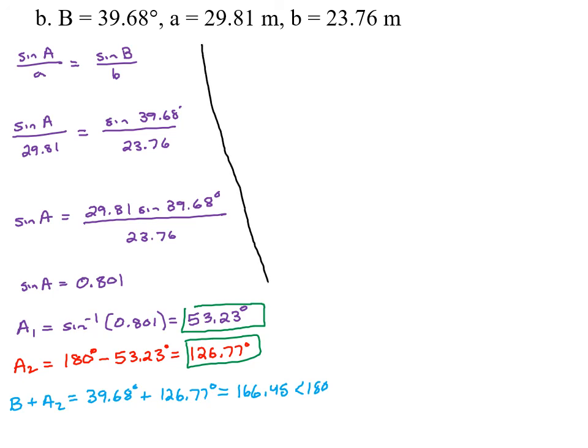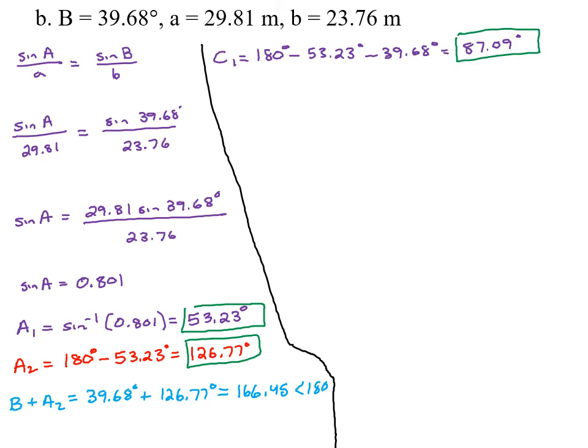So we'll have to actually find lots of information here. And so if there's an A1, there has to be a C1. So C1 would be 180 minus the A1, 53.23, minus the B, 39.68. So we go back to the calculator, type that in. 180 minus 53.23 minus 39.68 gives me 87.09. This is angle C1 because I know there are two triangles now. And angle C2 would be 180 minus A2, which is the 126.77, minus the 39.68. Back to the calculator. 180 minus 126.77 minus 39.68 is 13.55.